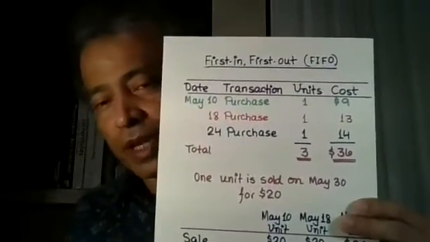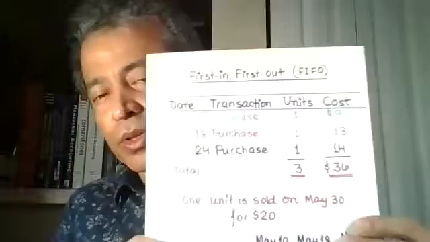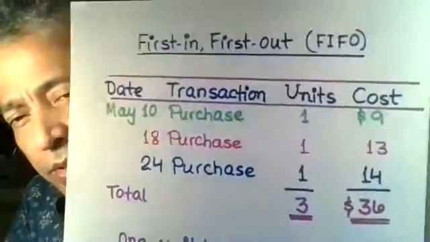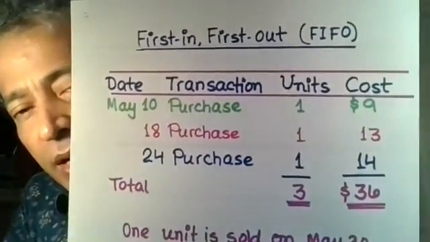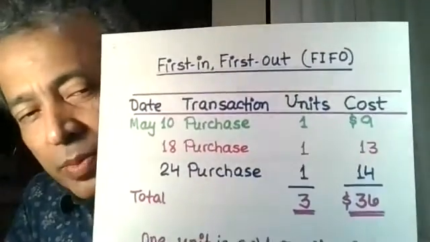So take a look at this one. Here we have on 3 different dates we purchased goods. See, and these are identical goods. We had on May the 10th, we purchased one.